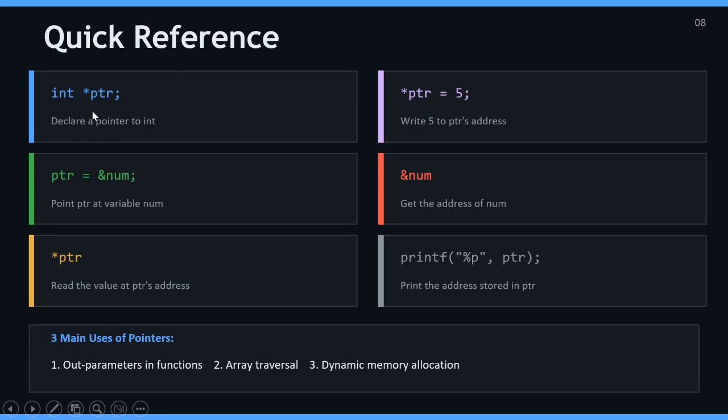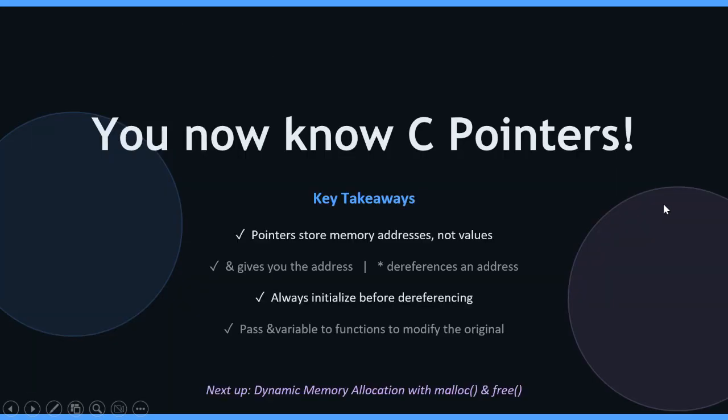Quick reference: you declare a pointer, you can write your pointer's address to whatever value, point the pointer at some variable, get the address of the number, read the value at the address, and print the address stored in the pointer.